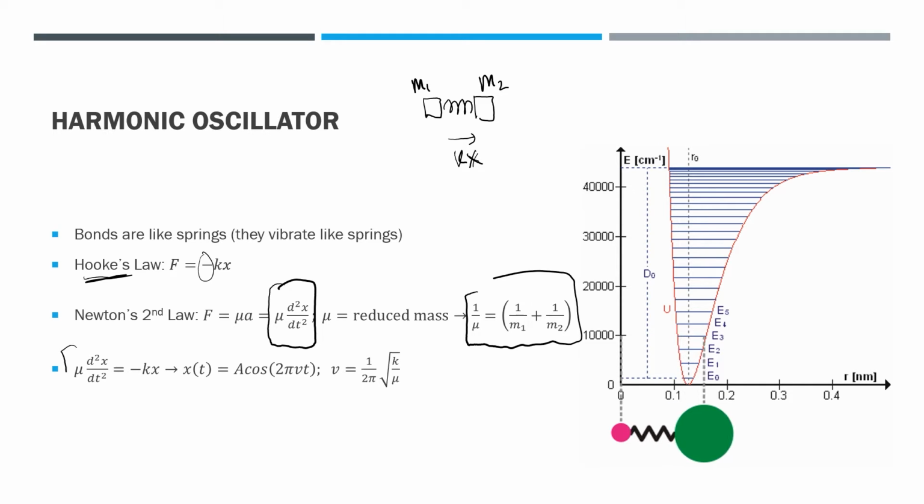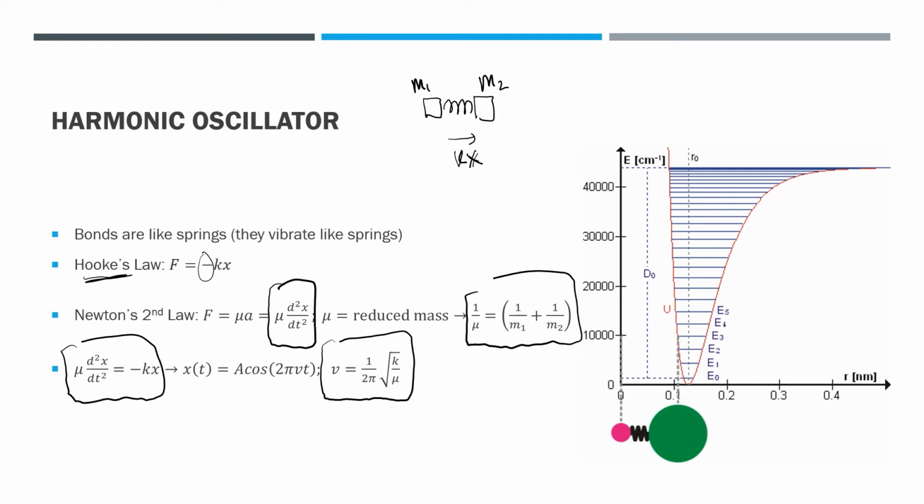In the last bullet point, we've set these two equal. When we solve this differential equation, we get something of the form x of t. We get the position function equals some a cosine 2 pi times the frequency times t. The exact equation is not very relevant, but the frequency is really important. Our frequency is given by 1 over 2 pi times the square root of k over mu. This is a really important expression, and we're going to use it later on.